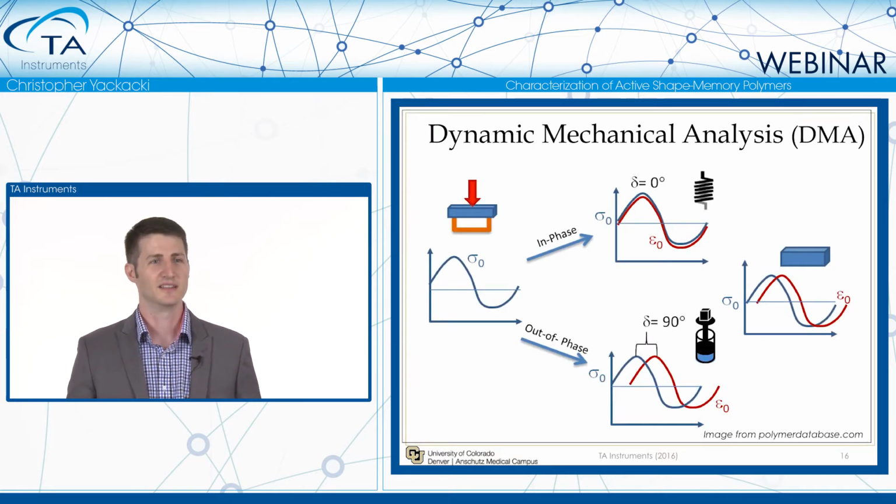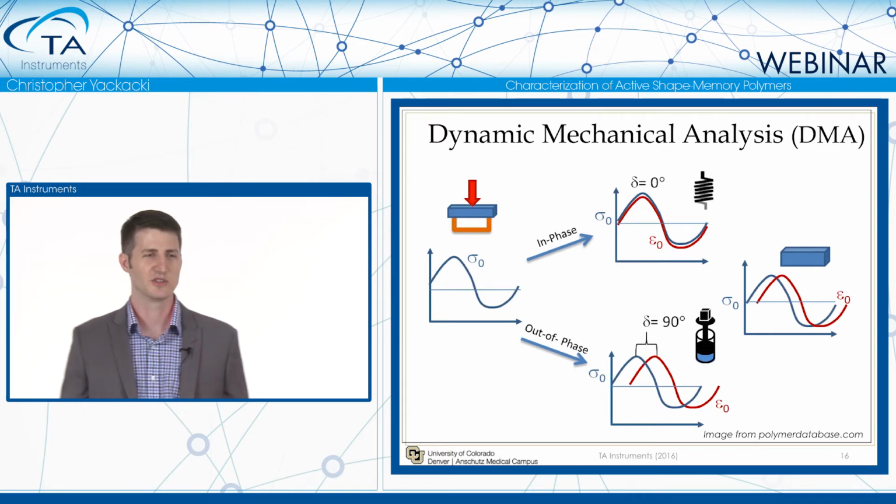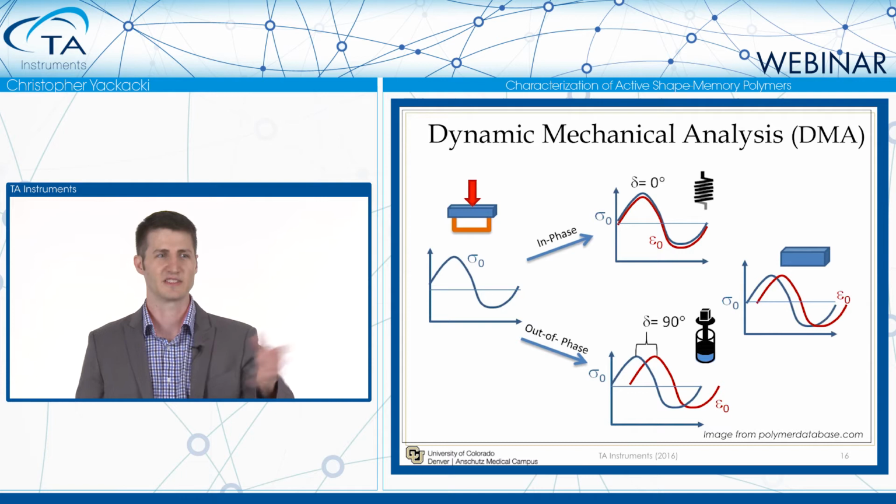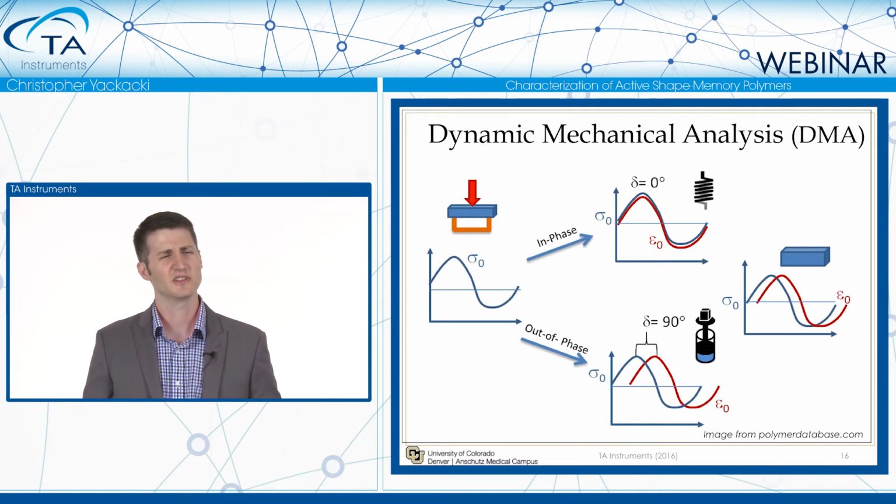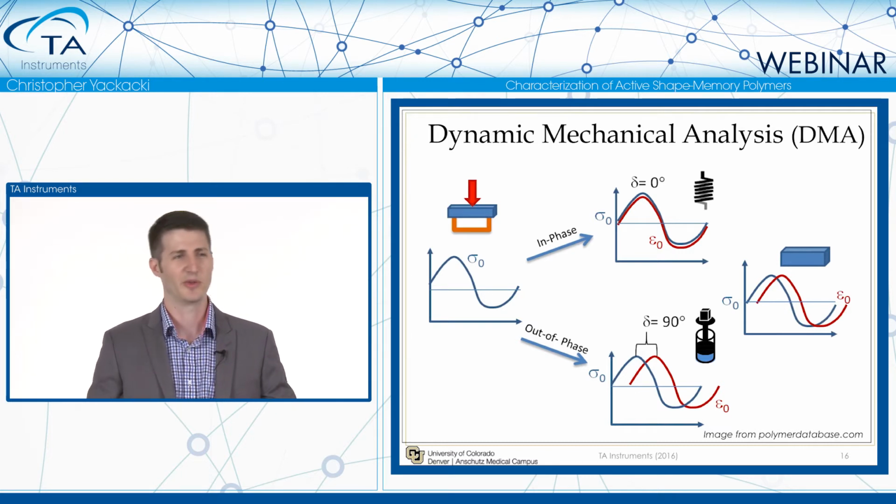Moving on a little bit to DMA, dynamic mechanical analysis. What we like to do is apply a sinusoidal force, a cyclic force, to our sample. And here I just showed a little sample in 3-point bending. Usually though, I like to use the tensile mode, but 3-point bending works as well. I've done both. And so we're applying a sinusoidal stress.